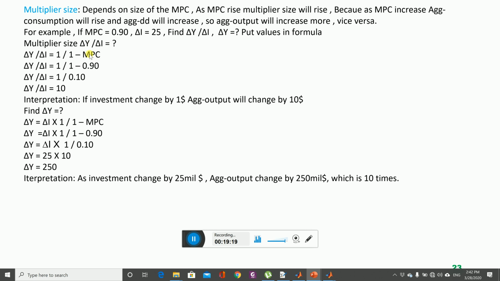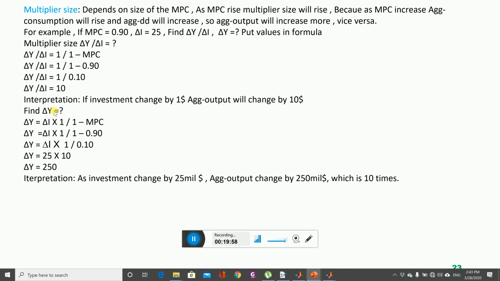Calculate change in Y. Delta Y means change in Y because of the change in I. I change means increase or decrease in investment. Y change means increase or decrease in aggregate output produced by Afghanistan. So delta Y over delta I is equal to 1 over 1 minus MPC. Now I'm putting the value of MPC: 1 minus 0.90 is 0.10, and 1 divided by 0.10 is equal to 10. Interpretation: if investment changes by $1, output will change by $10, meaning 10 times.